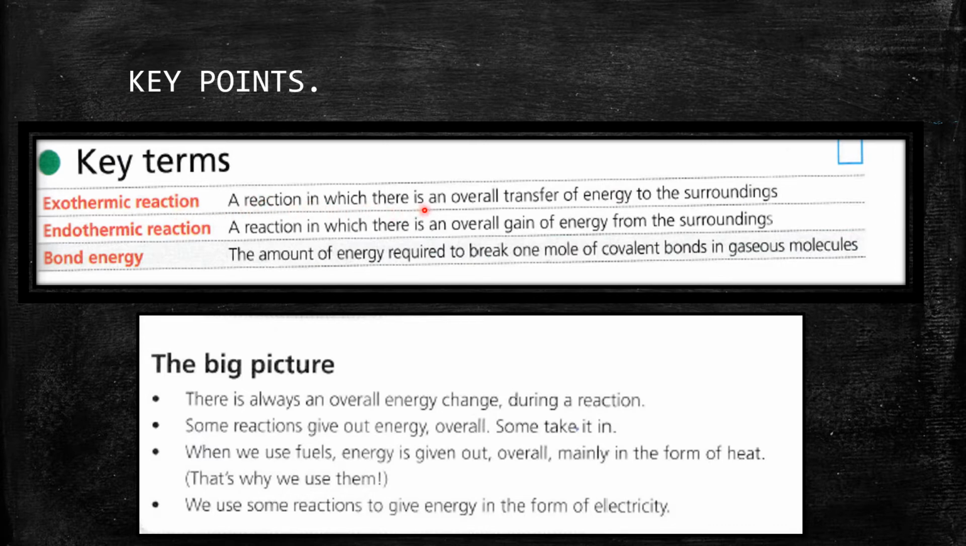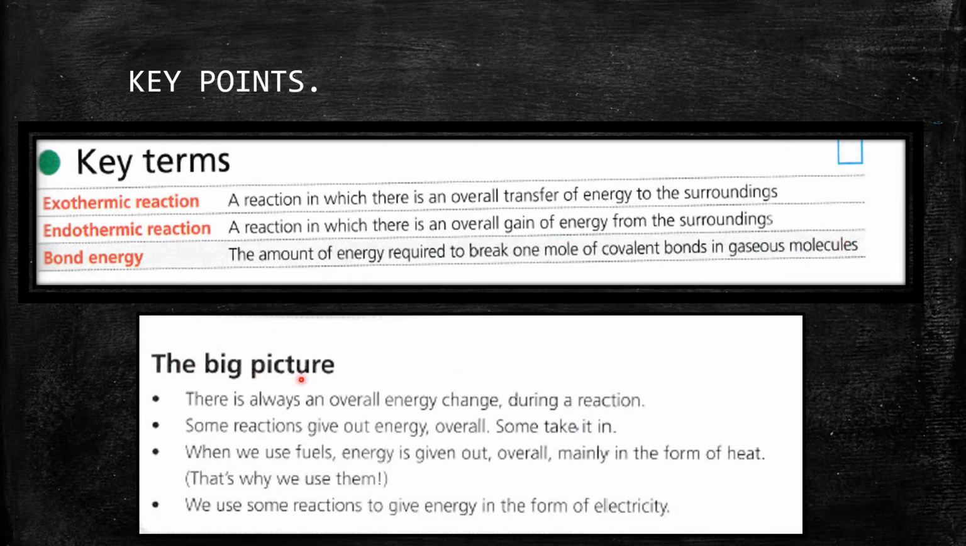A reaction in which there is an overall transfer of energy to the surroundings. You transfer or release the energy to the surroundings, or you release heat to the surroundings. Endothermic reaction: a reaction in which there is an overall gain of energy from the surroundings. So you absorb the heat, you absorb the energy from the surroundings. And the last key term you need to know, bond energy. What is meant by bond energy? The amount of energy required to break 1 mole of covalent bonds in gaseous molecules. This is quite complicated, but it's okay. We will learn about this bond energy later on.